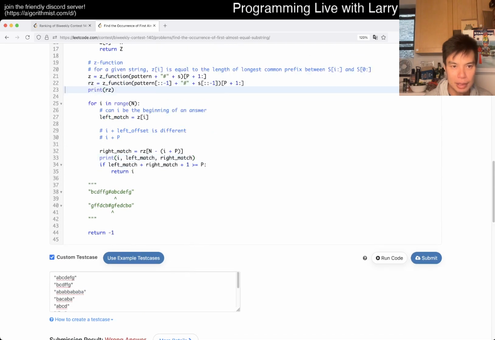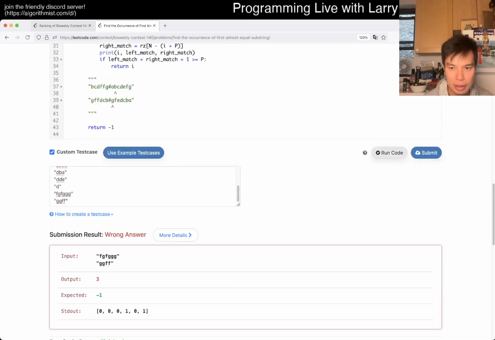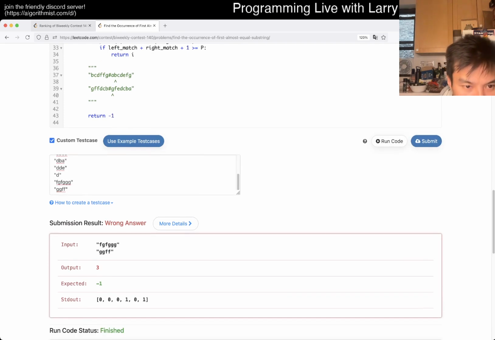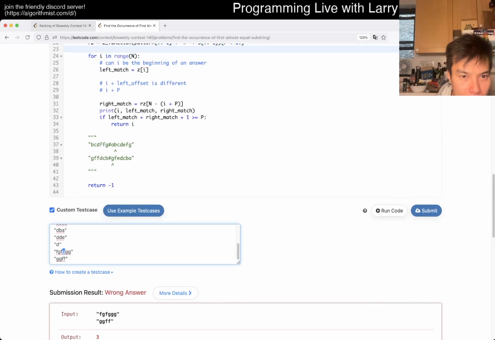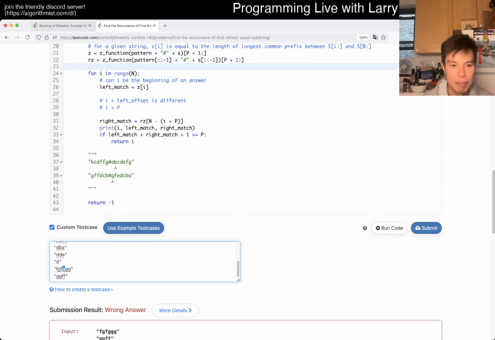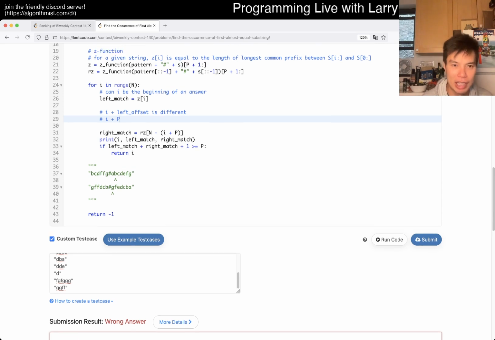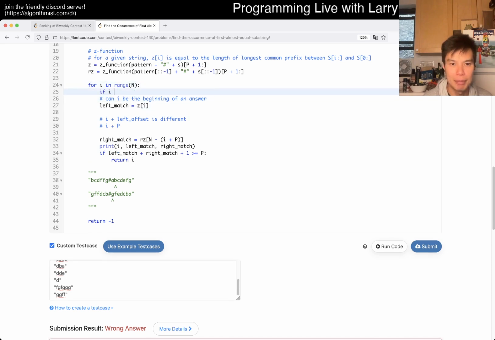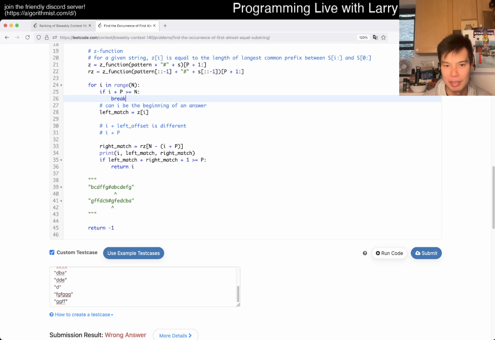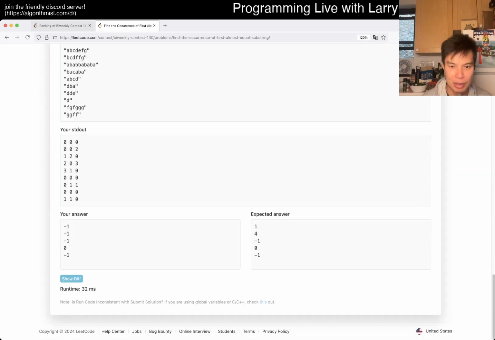Let's not have this, but okay. So 0, 1, 2, 3. Oh, because this goes out of bounds, right? Okay, I'm just being dumb, because this goes out of bounds and gives a negative number, which matches random stuff, right? So if i plus p is greater than or equal to n, we break. We can probably just return -1 as well.